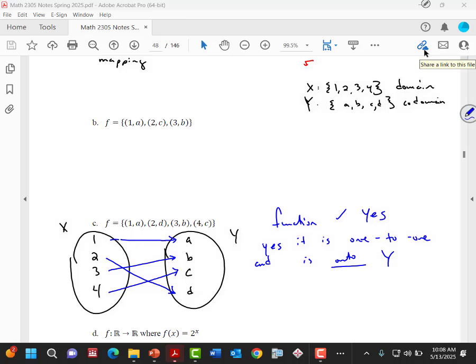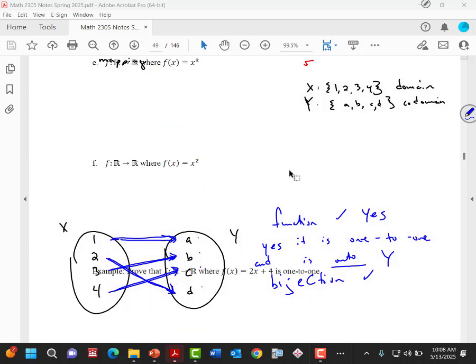And why is it onto? Well, notice there are 4 elements in the codomain, A, B, C, D, and every one of them gets hit. So in essence, nobody in the codomain is feeling left out, and so we would simply say that this is onto. And so we would formalize this by saying that this is a bijection, a 1-to-1 and onto function.